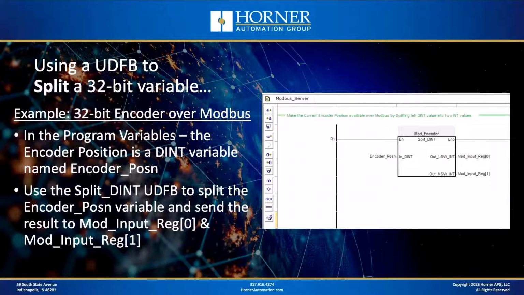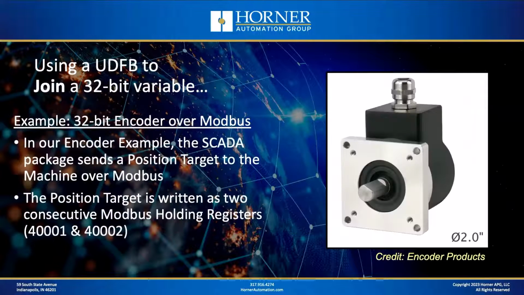Okay, and then, again, in our program, it's really just a single function block where the input for that user-defined function block is the variable we want to split, which is our encoder position, a double integer signed variable. And the output of that UDFB is our 2 components, both integers, one that we're going to allocate to index 0 for Modbus input registers, and the other one we're going to allocate to index 1 for that same array. Again, pretty straightforward. Now, what about going the other direction?